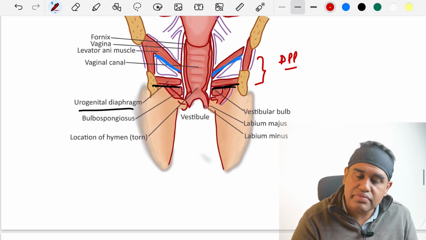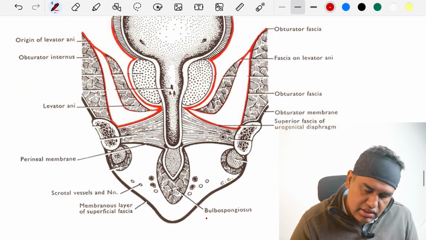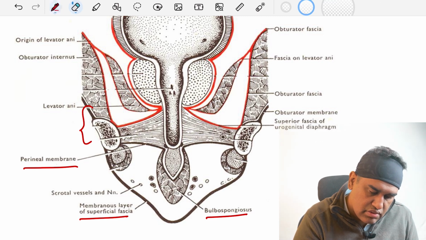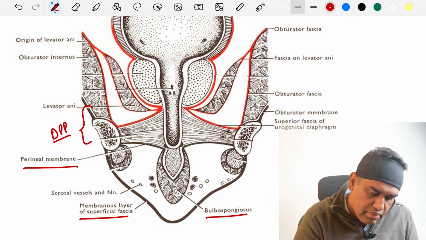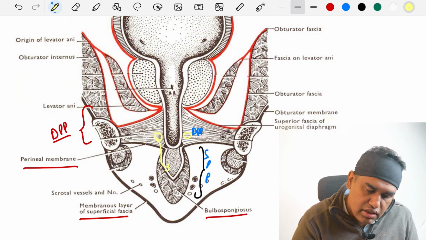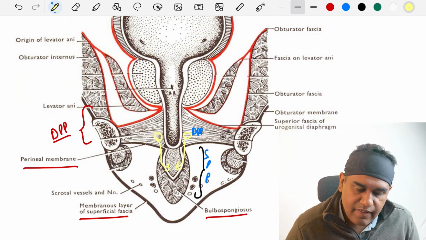That is the point. If you look at the male part over here, you can see these are all the bulbospongiosus, and the perineal membrane is over here. This is the deep perineal pouch. And below the perineal membrane, this is all the superficial perineal pouch. The bulbourethral gland actually lies right around over here, though its duct opens in the superficial pouch. That is the whole point.